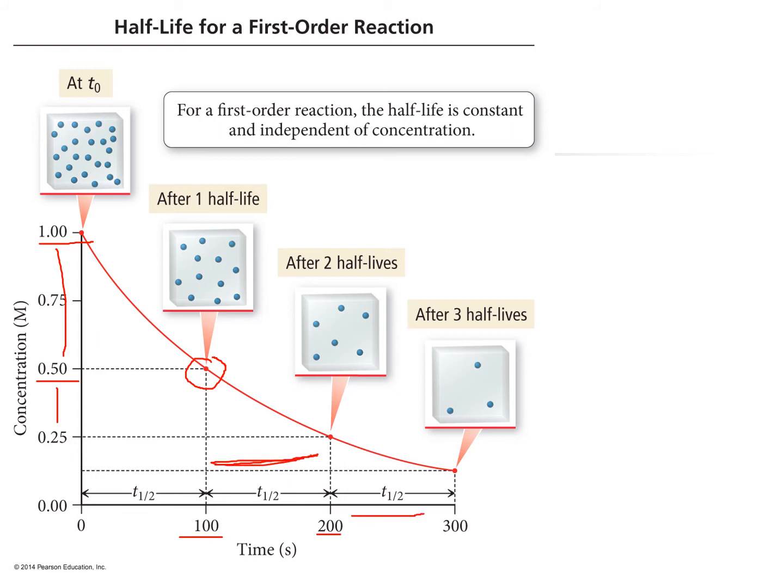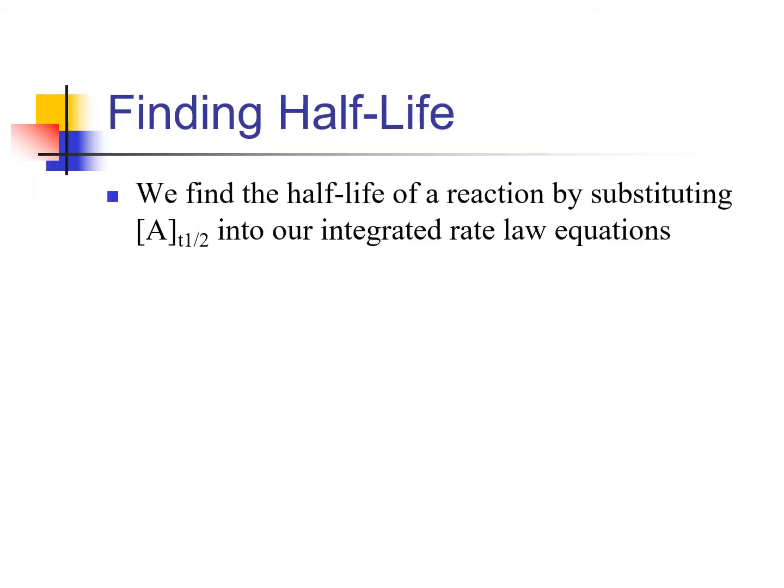And this is what we see again after 3 half-lives. From 0.25 to 0.125 we have another half-life, another 100 seconds, still another half-life. Every amount of time it gets to half the concentration is a half-life. First order reactions actually have a consistent half-life.